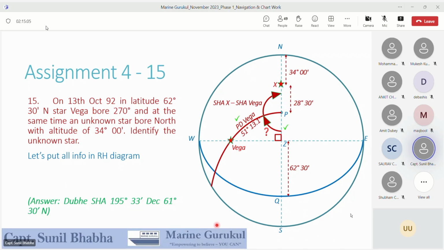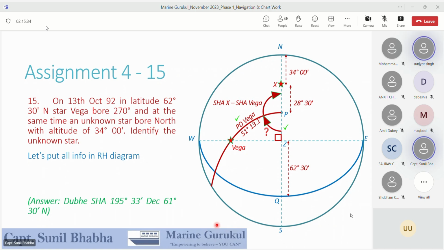So now you can go ahead with your doubts, beta. Have a good look. Let me know your doubts coming in. Sir, this P that we calculated, that was LHA, no? That was LHA of Vega, beta. LHA of Vega. So 180 minus LHA of Vega will give us LHA of the unknown star. No, sorry, it will give you the R angle difference between Vega and the unknown star. R angle difference. Yes, sir.